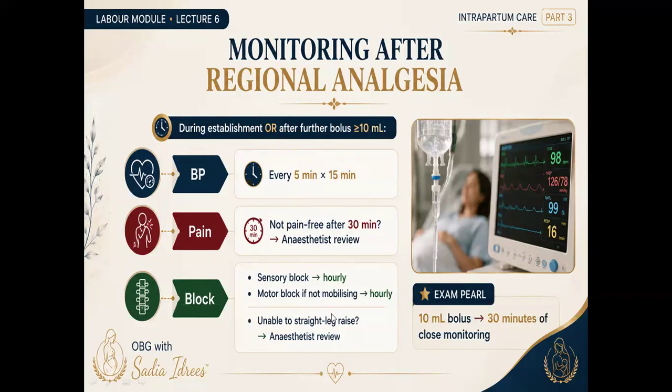So already we have several high yield numbers: 5-minute intervals for 15 minutes, persistent pain review at 30 minutes, sensory block hourly, motor block when not mobilizing hourly. These are exactly the sort of numbers examiners love to swap around in the options.